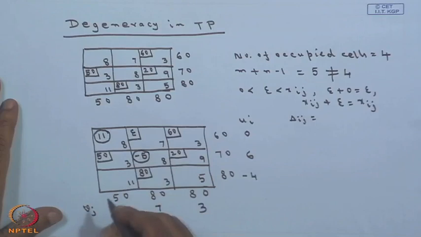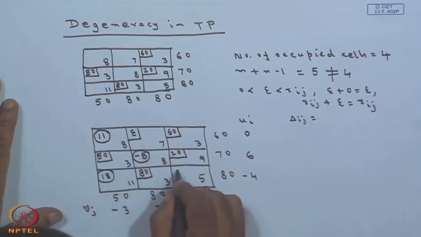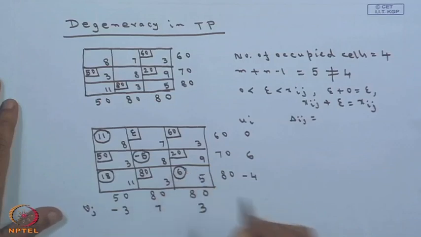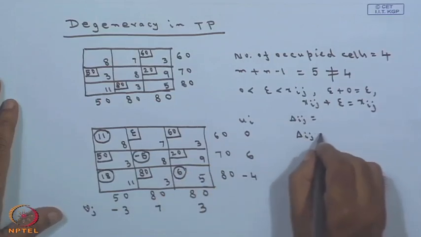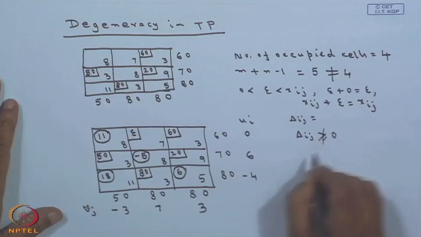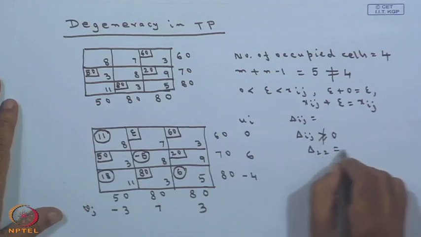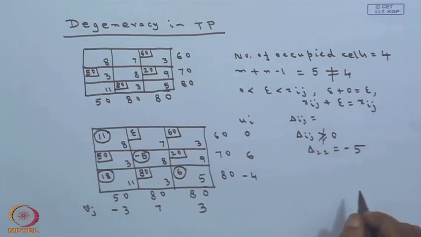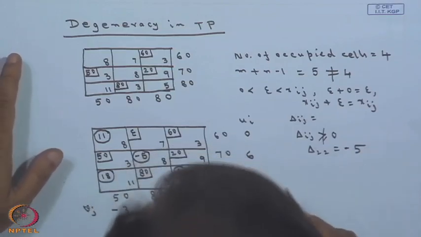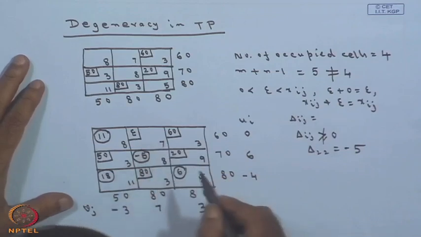This is minus 5, this is 18 if you calculate, and this one will become 6. So, your delta ij, not all delta ij, is greater than or equal to 0. In particular, delta 2 2 equals minus 5. So, what do I have to do? I have to make a loop basically. The loop will be starting from here.